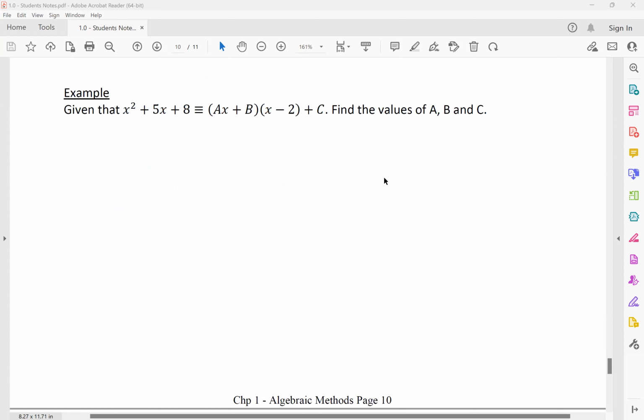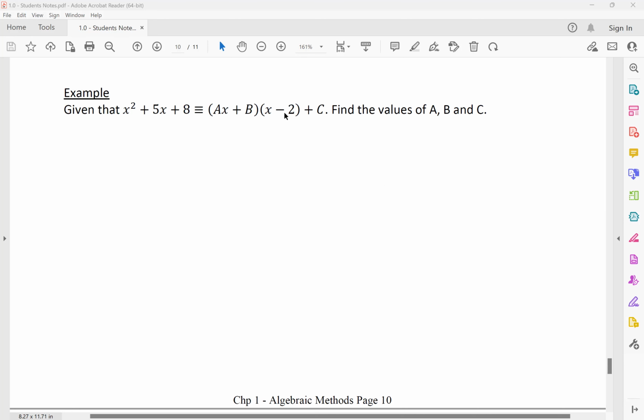Next one, let's move on. Example, given that x squared plus 5x plus 8 is equivalent to (ax plus b)(x minus 2) plus c, find the values of a, b, and c. Now in here, you can try to cheat without doing the algebraic division. I'll show you both ways how to cheat. As a teacher, I shouldn't be saying this, but I'll teach you how to cheat. But if you want to quote me, make sure you keep it in context.